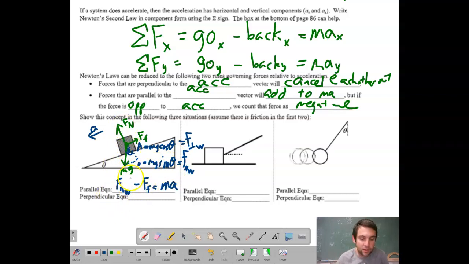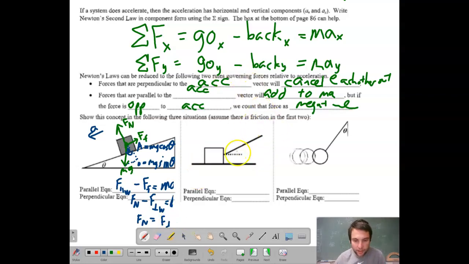Perpendicular, stuff that makes it go. Well, we're not sinking into this ramp and we're not floating above it, so we're just going to say up is positive. So that would be our normal force minus our perpendicular component of the weight force equals mass times acceleration. And all of that, of course, equals 0. As I said, we're not sinking, we're not going. So then our normal force will equal the perpendicular weight force, which is mg cosine theta.